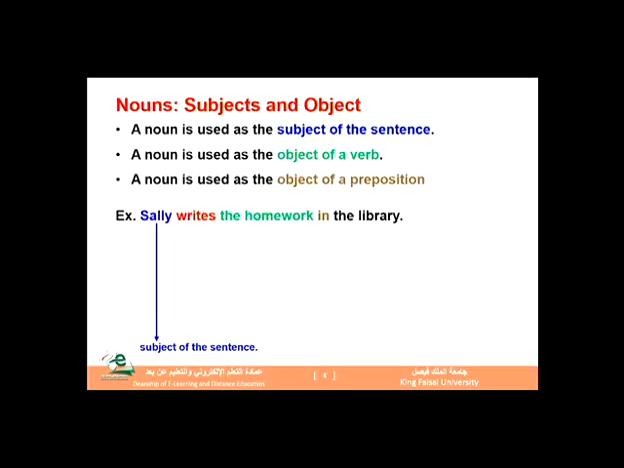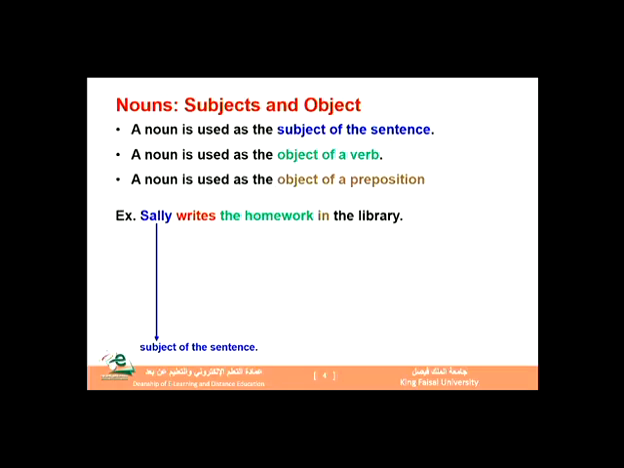As we said, a noun can function as a subject of the sentence, and the same noun can also function as the object of the verb, and the noun can also have the function of being the object of a preposition. In other words, nouns in the sentence can either be subject, object, or object of preposition, depending on where they are in the sentence.